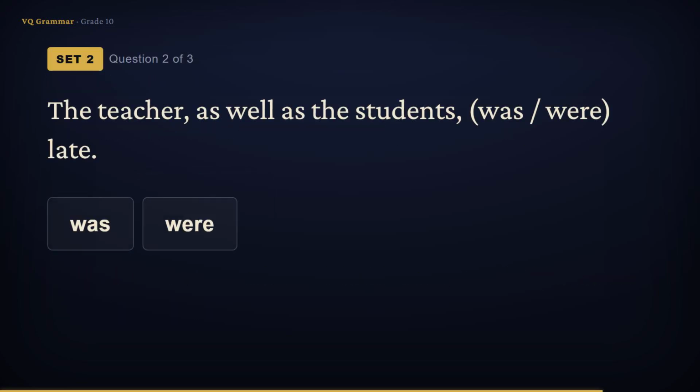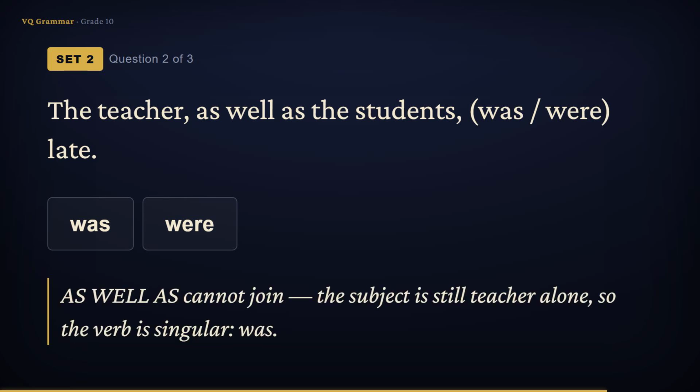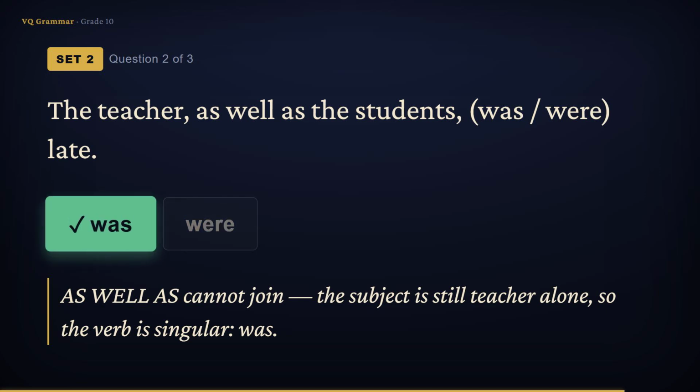Now the same sentence with one small change. The teacher, comma, as well as the students, comma, blank late. This time the commas are back, and the joiner is as well as, which cannot join anything at all. The subject is teacher, standing alone, singular. The correct answer is was.